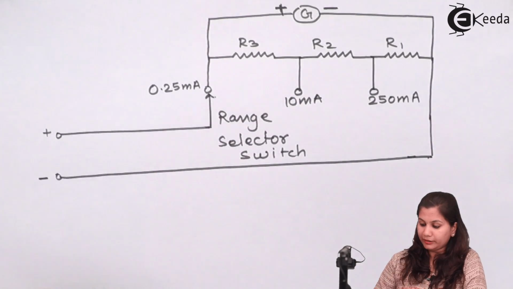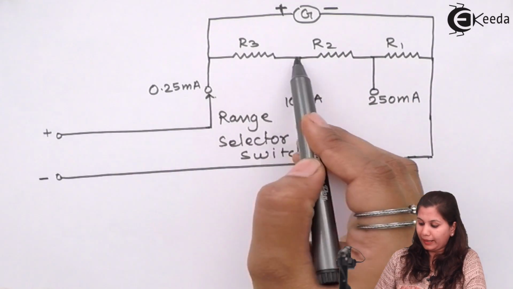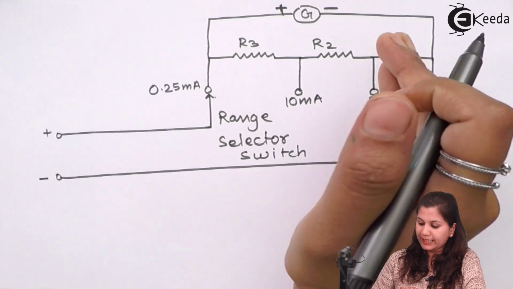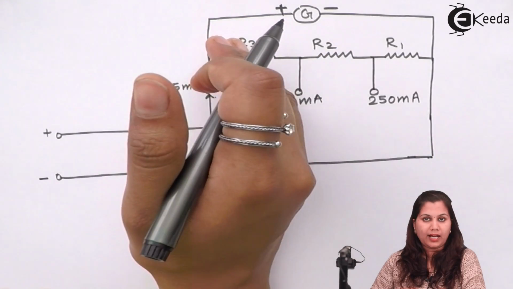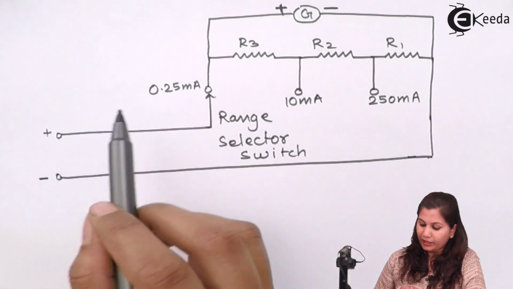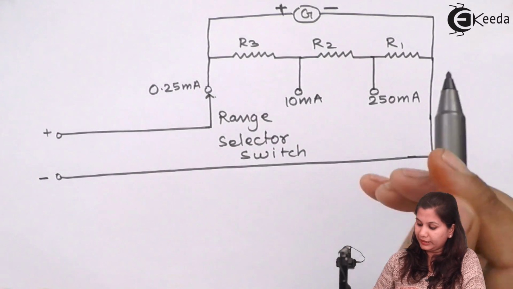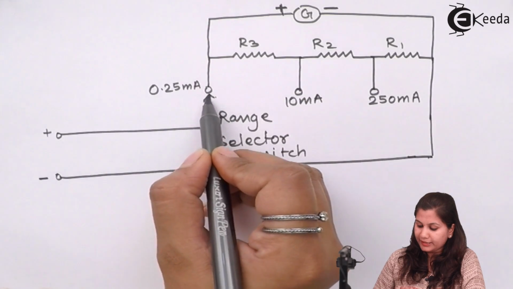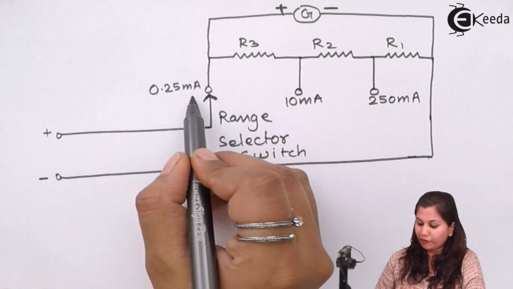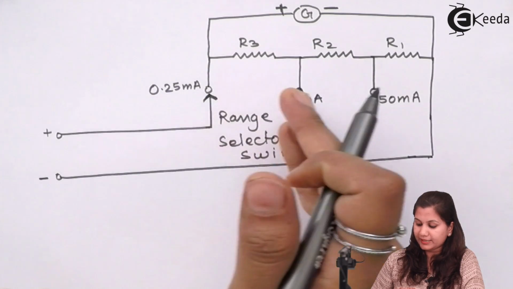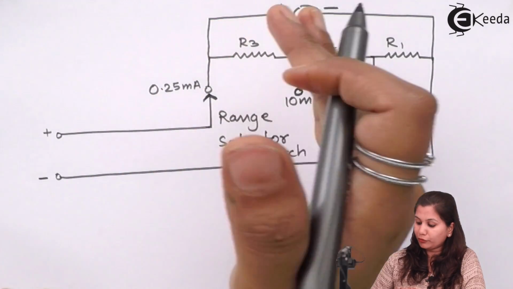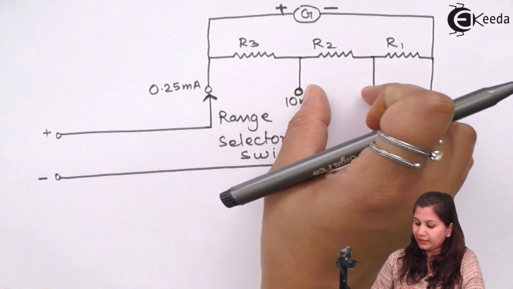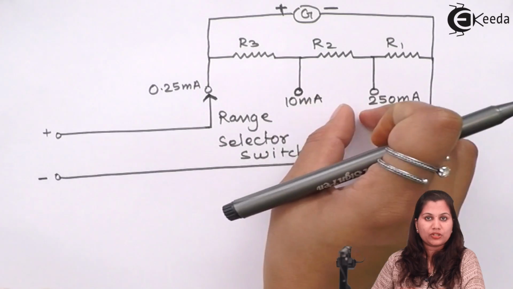So for measurement of current across this galvanometer, resistances are connected in parallel with each other. So R1 is less than R2, R2 is less than R3. Okay. So if we want to measure 0.25 milliampere, then the range selector switch is at this position. If we want to measure 10 milliampere, then the range selector switch is here. If we want to measure currents which are between 10 milliamperes and 250 milliamperes, then we have to keep the range selector switch in between.